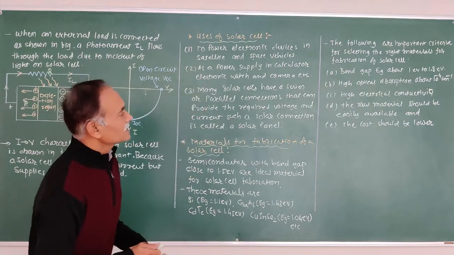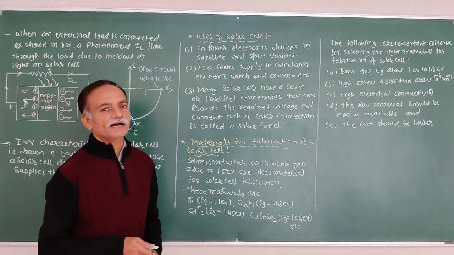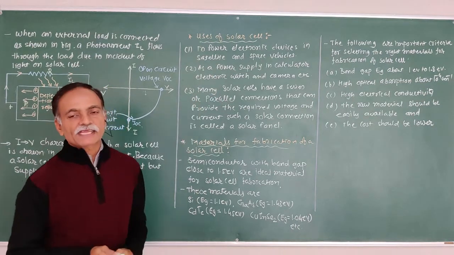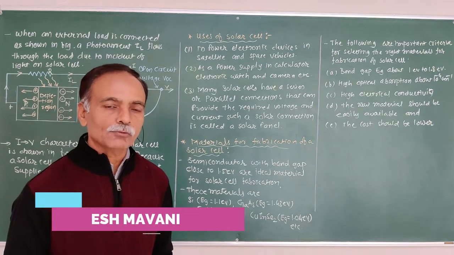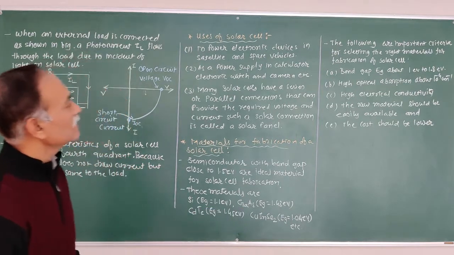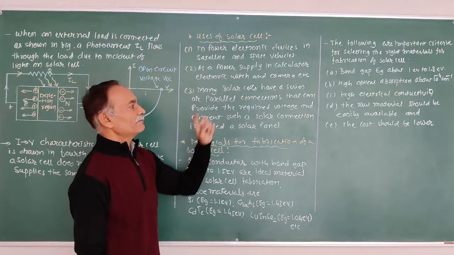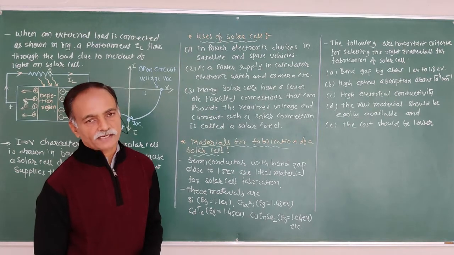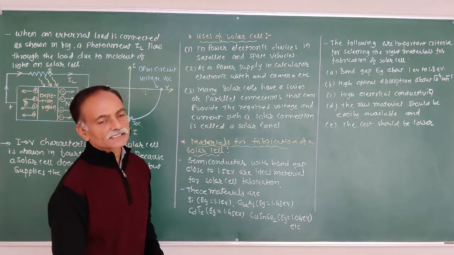Second is as a power supply in calculators, electronic watches, cameras, etc. For the power supply in calculators, at present we are using the solar panel in calculators, also in watches and also in cameras. Many solar cells in series or parallel connection can provide the required voltage and current. Such a connection is known as the solar panel.